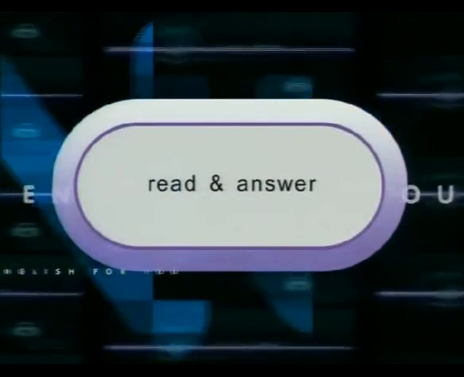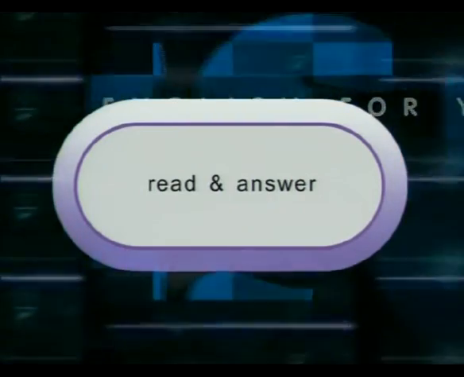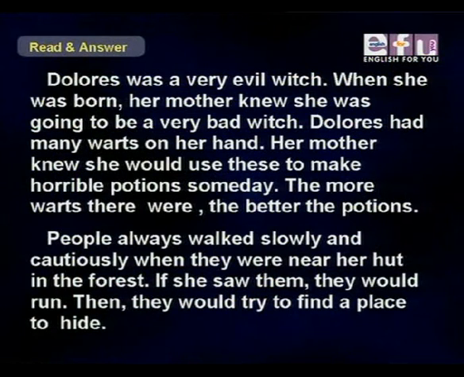Now read the story and answer the questions that follow it. Read and answer. Dolores was a very evil witch. When she was born, her mother knew she was going to be a very bad witch. Dolores had many warts on her hand. Her mother knew she would use these to make horrible potions someday. The more warts there were, the better the potions.